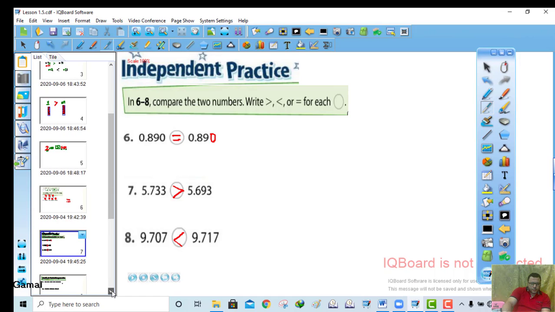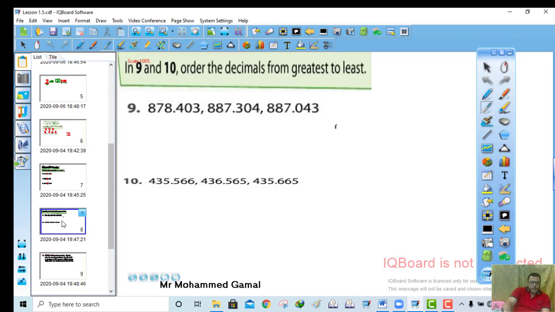Next question. He's asking to order the decimals from the greatest one, the highest one, to the least one. We have here 1, 2, 3 numbers: 878, 887, 887. There are 2 887 and 1 878. Of course, 878 is the least one, because with no doubt it's less than 887. So this one will come in the third place.